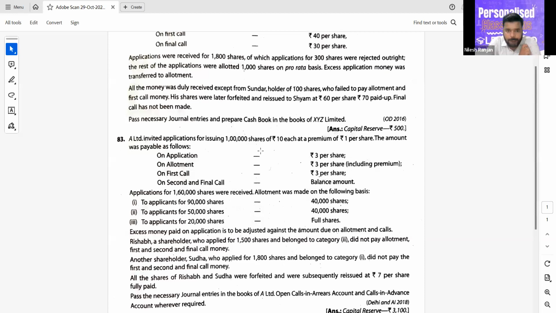Rishabh, a shareholder who applied for 1,500 shares and belonged to category 2, did not pay allotment, first and second and final call, so he only paid application. Another shareholder, Sudha, who applied for 1,800 shares and belonged to category 1, did not pay the first and second and final call, so she paid only the allotment. All the shares of Rishabh and Sudha were forfeited and were subsequently reissued at ₹7 per share, fully paid. Pass the necessary journal entries in the books of A Limited, opening calls in arrear account and calls in advance account wherever required. In this question, we have to open calls in arrear account.